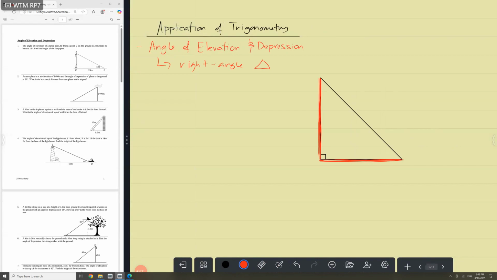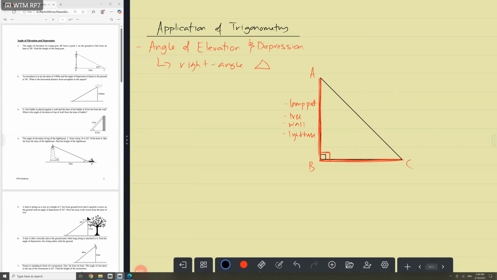So this vertical structure, let's name it as A, B, and C. AB can be a lamppost, it can be a tree, it can be a wall, it can be a lighthouse. You will see these examples a lot of times. It can be anything, and the height is always the vertical height of that structure. And just to reiterate, it is always at 90 degrees with the ground.